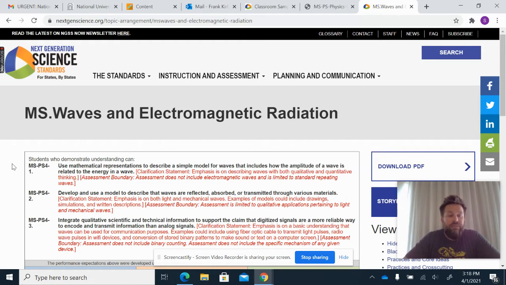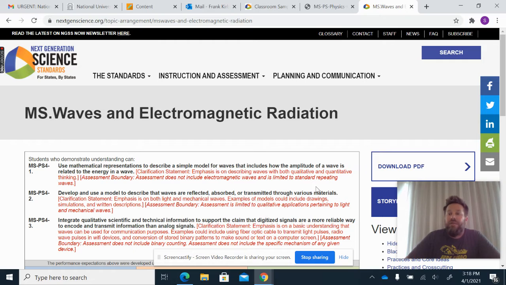And if you look at the MS-PS4 standard, the emphasis is on describing waves with both qualitative and quantitative thinking. Describe a simple model for waves that includes how the amplitude of a wave is related to the energy of a wave. When you're a lifeguard, that's exactly what we're looking at.